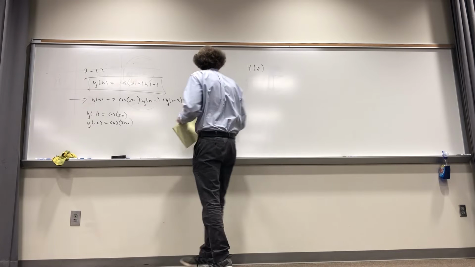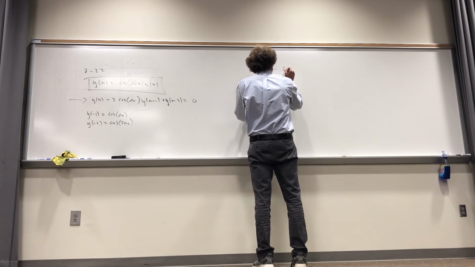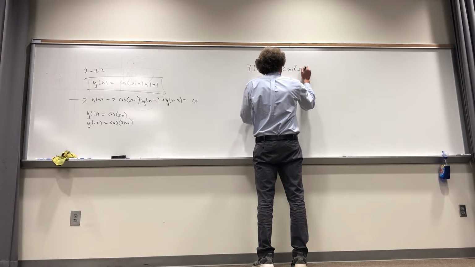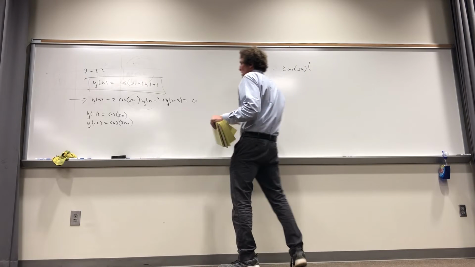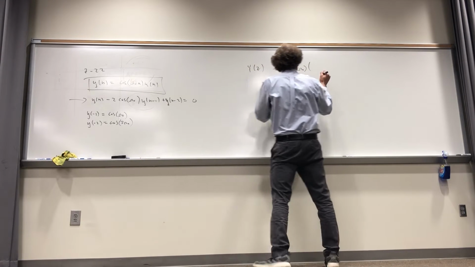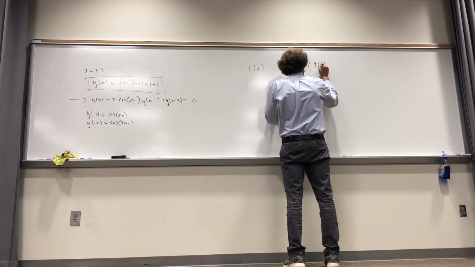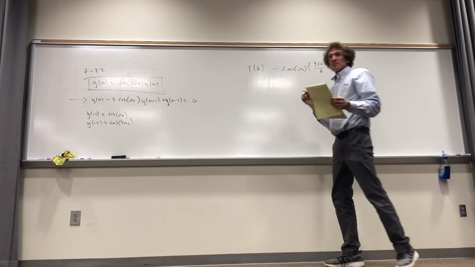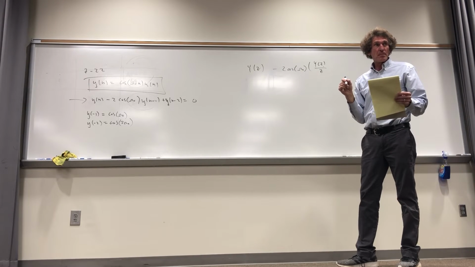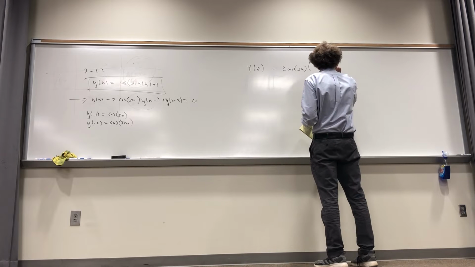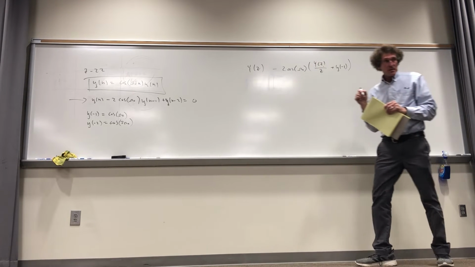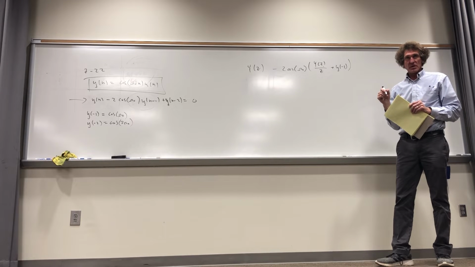This will become minus 2 times cosine of omega naught, and then it's going to be times y of z divided by z, correct, class? Because it's z to the minus 1 in front of there. Do you all agree with that? But you also have to do one thing. You have to add y of minus 1 here, correct? The initial condition appears.